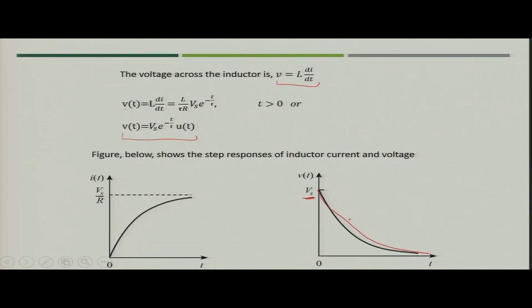This is just opposite to our capacitor response. In the case of a capacitor, the voltage rises to its steady state value, while in the case of an inductor, the voltage settles down to 0. And similarly, the current in this case settles to a steady state value, while in the case of a capacitor, the current will settle down to 0. So, in that way you can say that the voltage and current responses for L and C are opposite to each other.